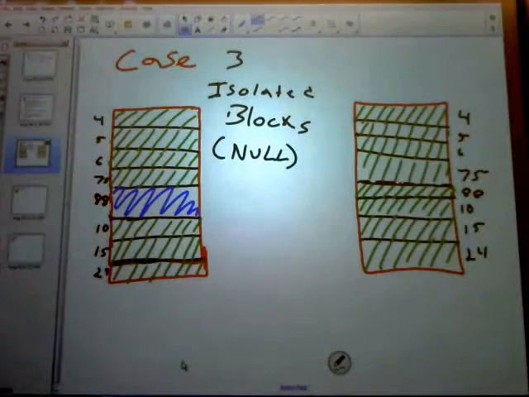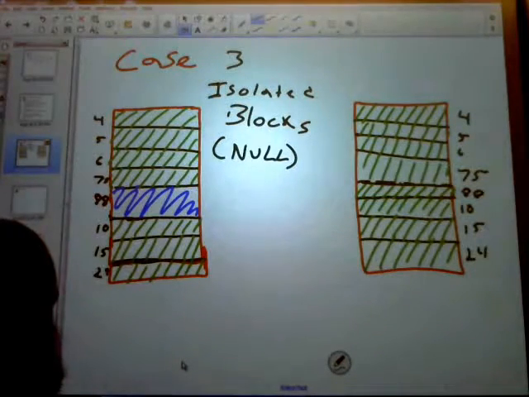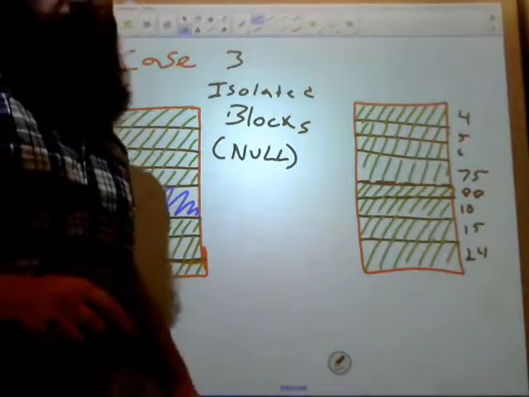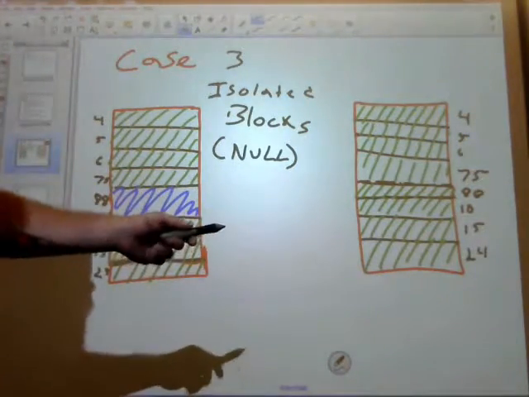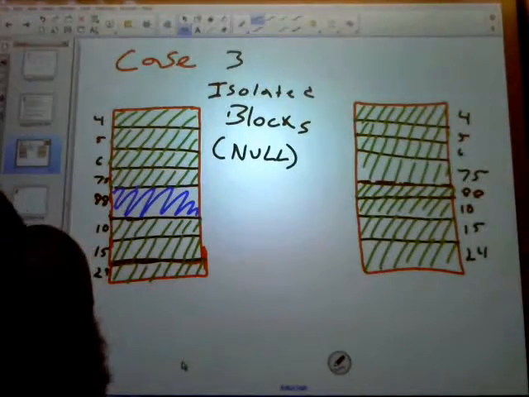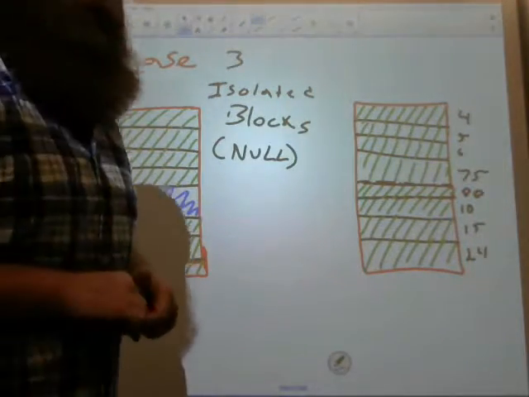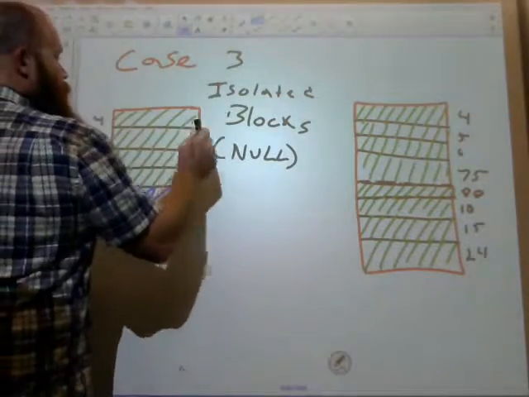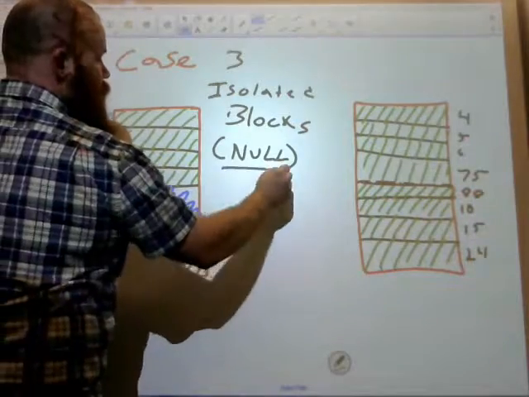All right, in case number 2, we talked about joining three free blocks into one available memory space. In the process of joining those three blocks, I showed you at the end of that case a null entry, or isolated block, is created. So we're going to dive into that a little bit more. In case number 3, deallocating and dealing with isolated blocks, aka null blocks.